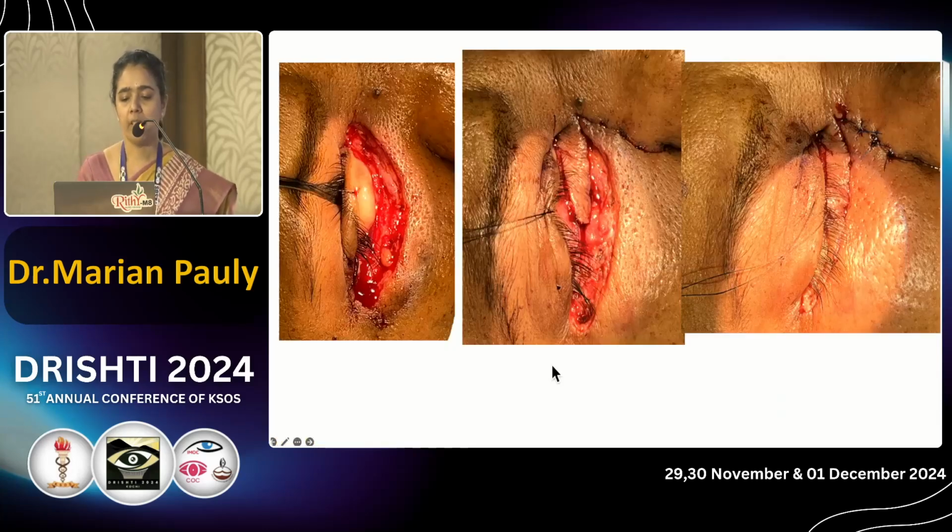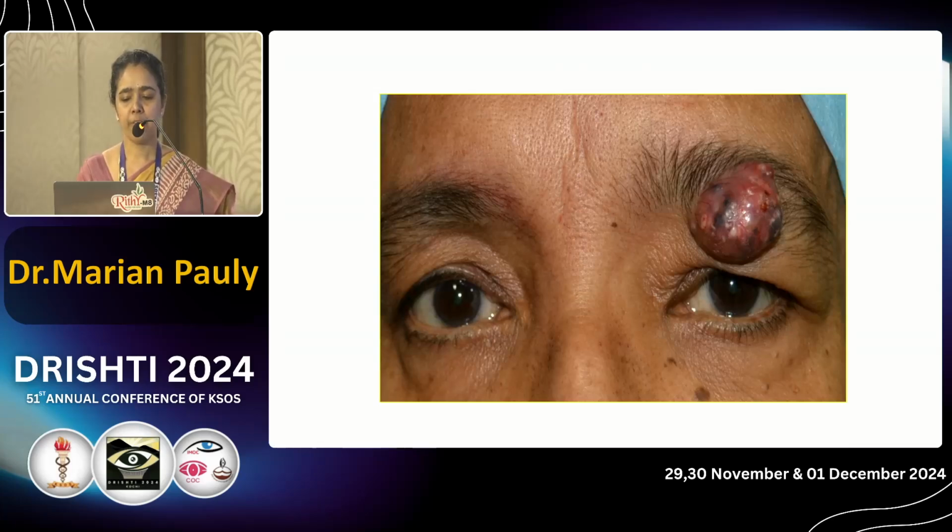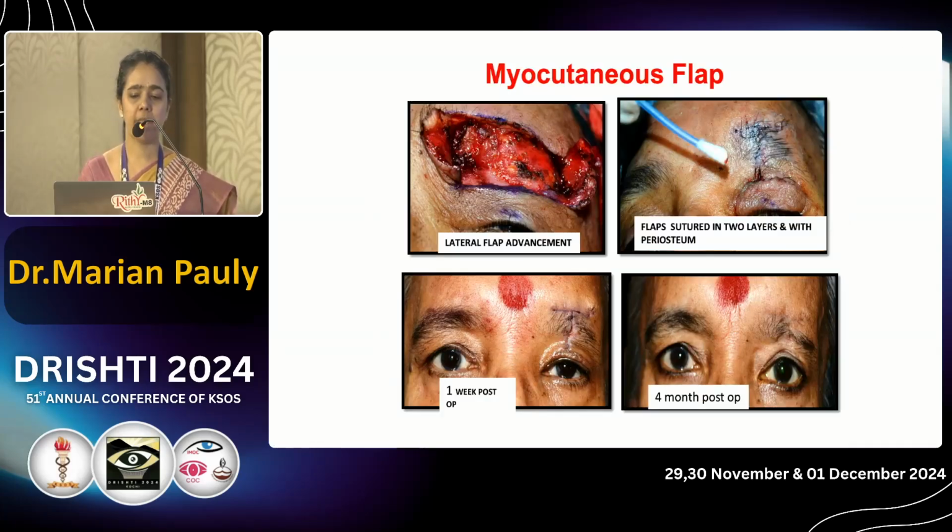So this is another defect involving the medial canthus and the whole lower lid. Again, lower lid posterior lamella with the Hughes, and for the anterior lamella I have taken a nasolabial flap, and the lateral part with a small skin graft. Again BCC, and she also did well. Eyelid avulsion: composite graft if you get the residual eyelid. And for eyebrow defects, you can get away with myocutaneous flaps advanced from both sides, sutured together, and they will do well.